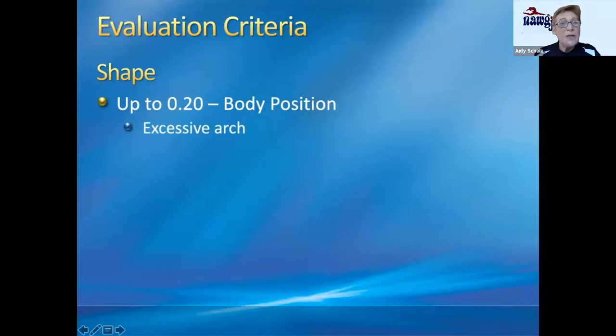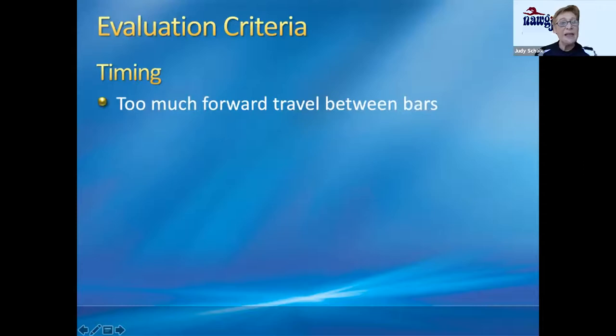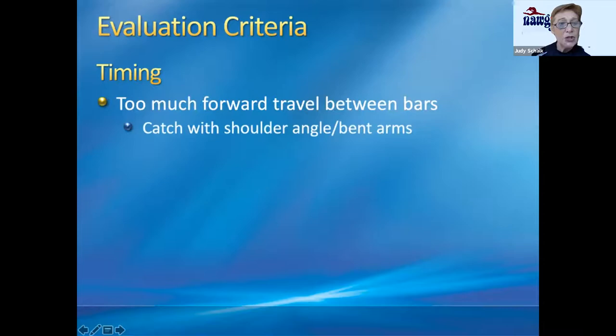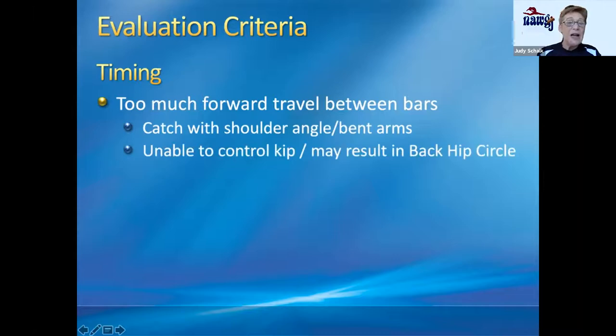The things that you might find wrong, based on the timing of it, you may get an excessive arch or just a loose body in general. And here's something that needs to be dealt with: the timing of the release. If they release too soon, they travel forward. If their hips travel forward between the bars, they will have to reach down and break their shoulder angle to catch and possibly even bend their arms. Then they will be unable to control the kip and it may result in a backward hip circle.